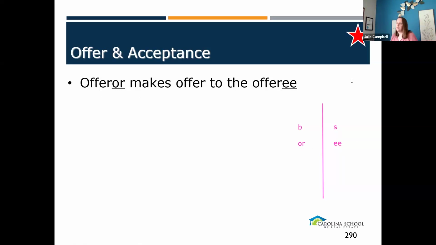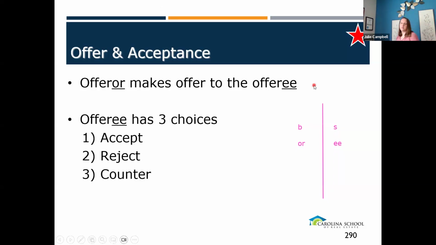Again, please don't get bogged down with buyer and seller. This is just an example. So the buyer's the offeror making an offer to the seller, who is the offeree. And as the offeree, once they receive an offer, they have three choices. Those three choices are to accept, reject, or counter. All offerees have three choices.